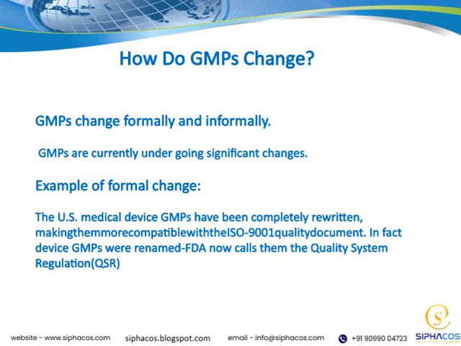GMPs, or good manufacturing practices, are constantly evolving, and these changes can happen in both formal and informal ways. Currently, we're seeing some significant updates in the GMP landscape. For example, on the formal side, the U.S. medical device GMPs have undergone a complete rewrite. This wasn't just a tweak or an update. It was a comprehensive overhaul designed to make these regulations more aligned with international standards. Specifically, they've been made more compatible with the ISO 9001 quality management system.